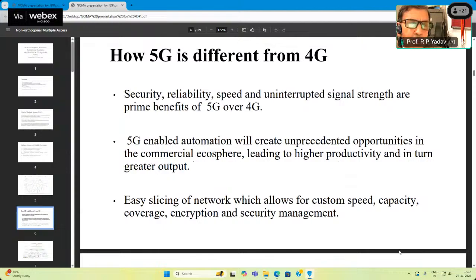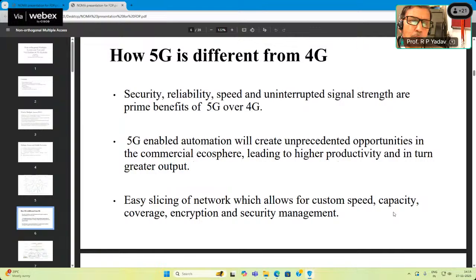Security, reliability, speed, and uninterrupted signal strength are prime benefits of 5G. Look here, it's very important: security, reliability, speed, and uninterrupted signal strength. These are the prime benefits of 5G over 4G. You might say that some of these points, like reliability, also apply to 4G, but 5G systems definitely perform better in terms of all these parameters.